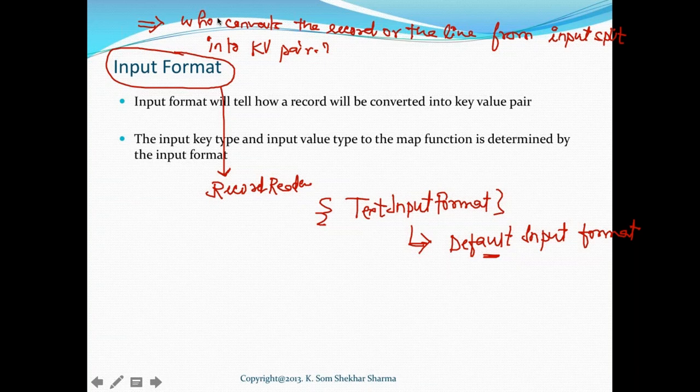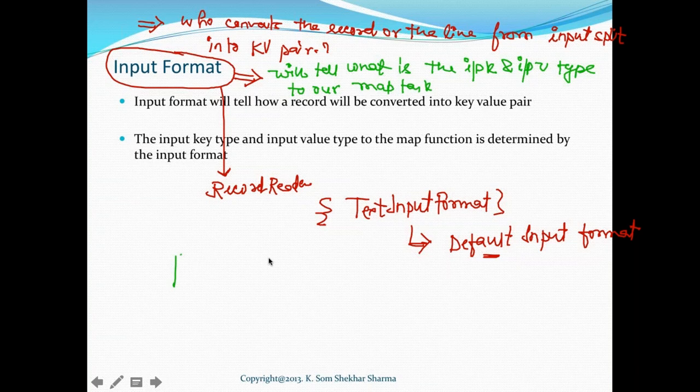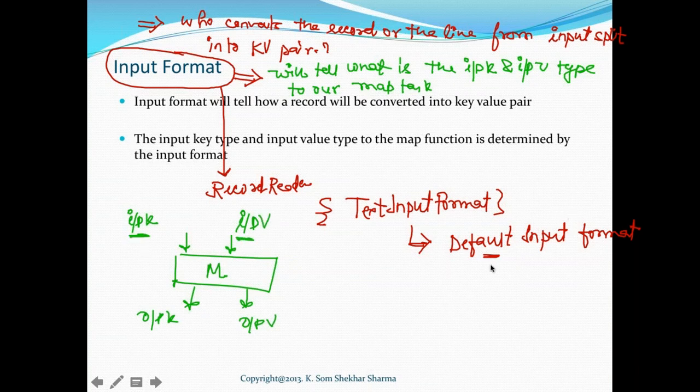So again, coming back to the question: who converts the record or the line from the input split into a key value pair? It's the input format. The input format will tell what the input key and the input value types are to our map function or our map task. Remember the diagram: the map receives an input key and an input value, and it emits an output key and an output value. So this input key and the input value are determined by the input format.